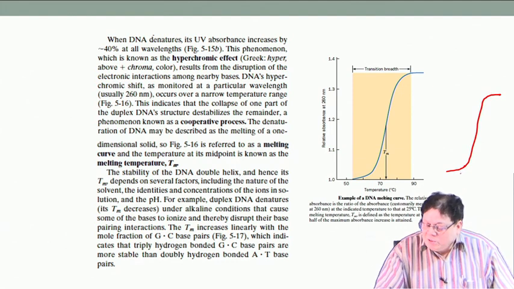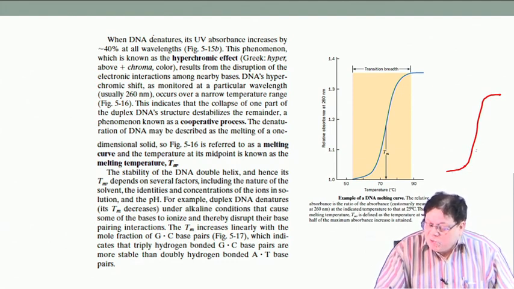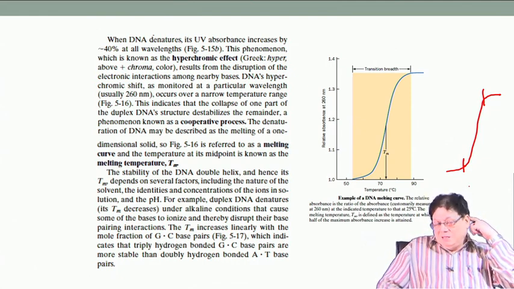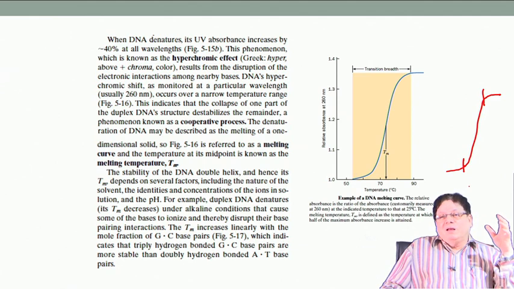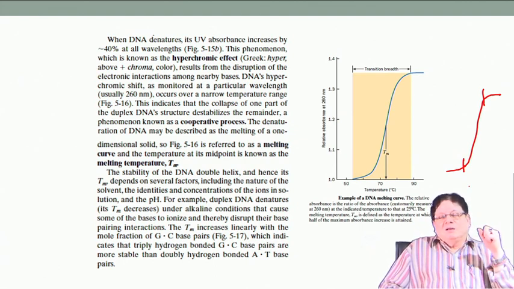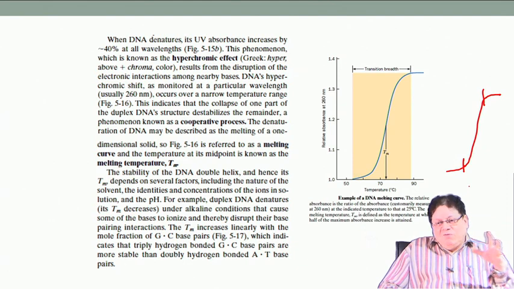Okay. Now, there may be a question: why, within such a narrow range of temperature, are all these bonds broken almost at the same time? This is what is called a cooperative effect, meaning if some breakage starts somewhere, immediately the other hydrogen-bonded base pairs follow that.